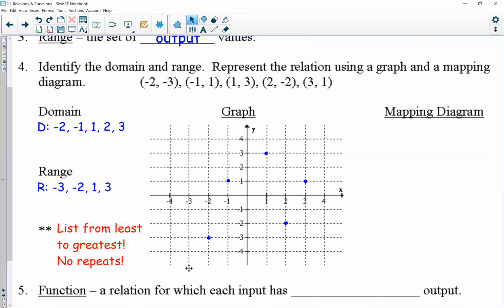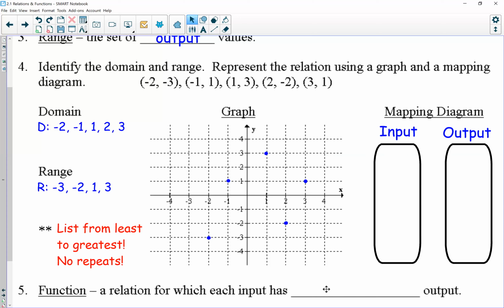The next representation we have to use is called a mapping diagram. So a mapping diagram can be laid out similar to this, and you actually don't even need to draw these shapes. You could just make these lists, and within each list, input and output, we put those same values that we listed for our domain for the input and our range for the output. And notice again, I've listed them in order. This is just going to make life easier. And I have not included any repeats.